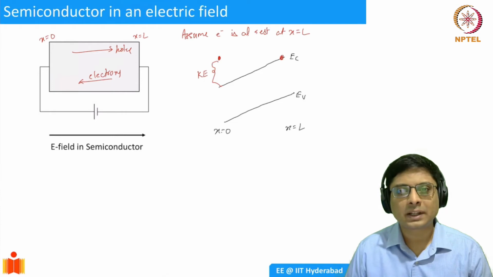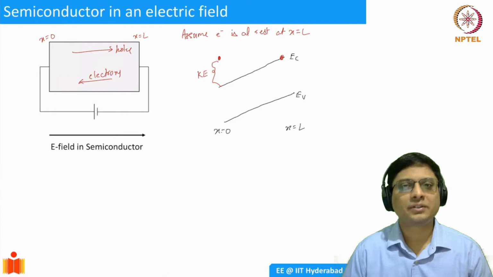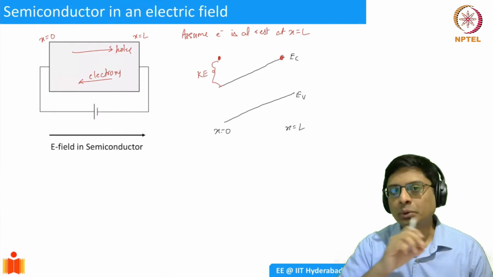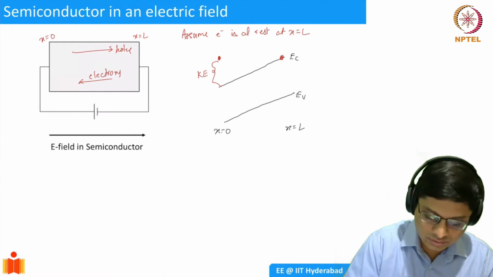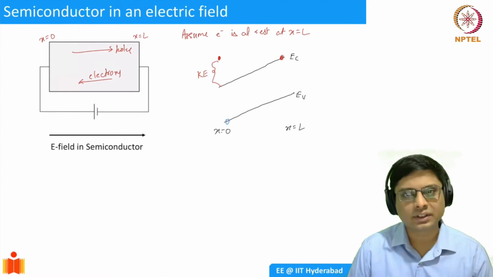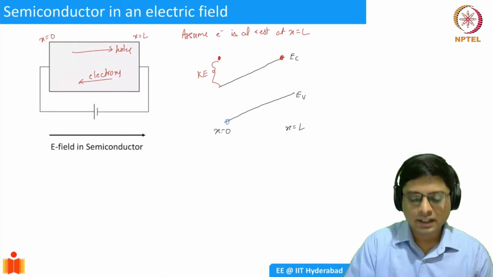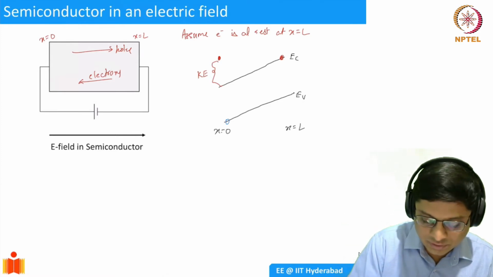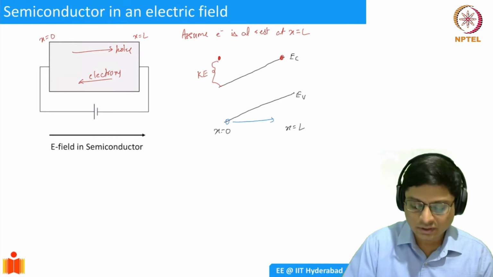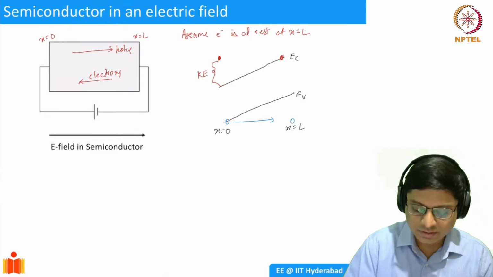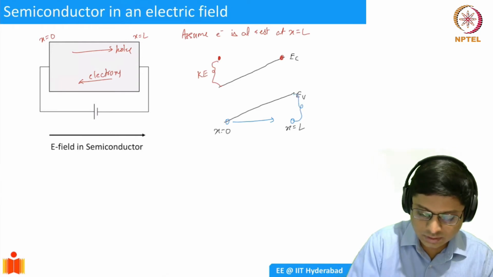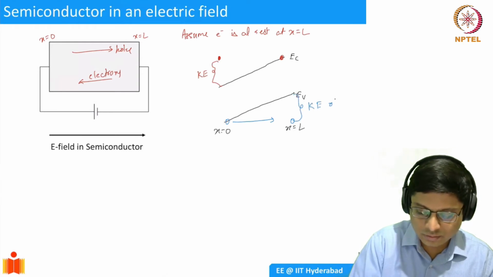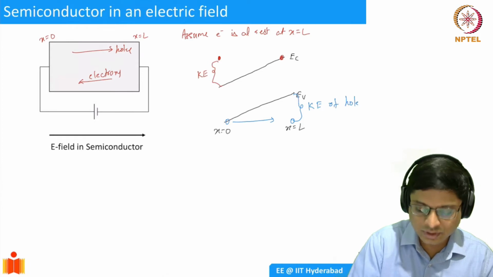A similar analysis works even for holes. Holes move in the positive x direction. Let's say initially there is a hole here which is at rest, so it's at EV, and as it travels in the positive x direction, it acquires kinetic energy. Eventually it might end up somewhere here. So this we will show as the kinetic energy of holes.